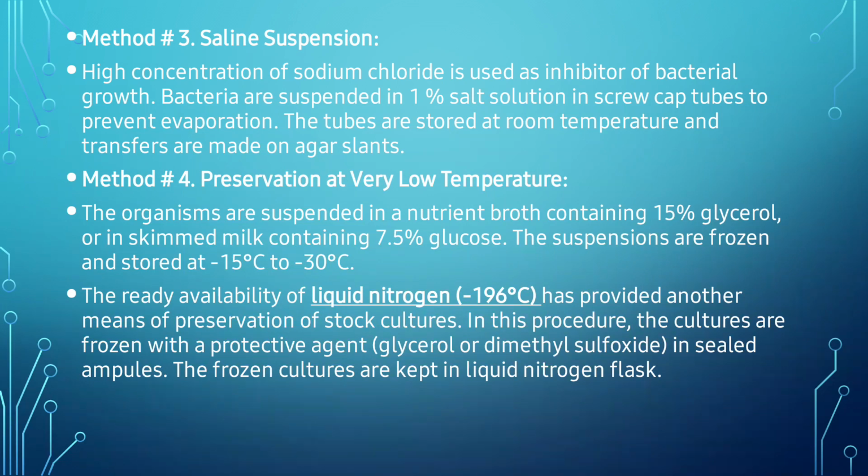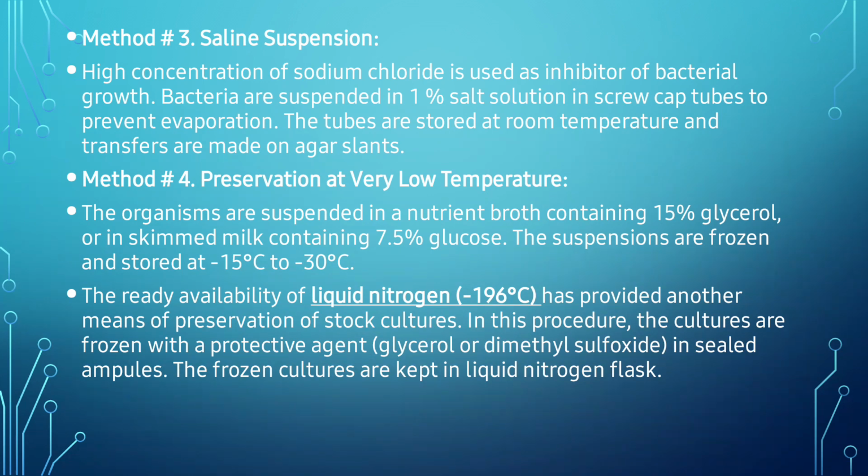Preservation of culture at very low temperature. The organisms are suspended in nutrient broth containing 15% glycerol or in skimmed milk containing 7.5% glucose. The suspensions are frozen and stored at minus 15 degrees Celsius to minus 30 degrees Celsius. Ready availability of pure culture is maintained in liquid nitrogen, that is minus 196 degrees Celsius, which has provided another means of preservation of stock cultures.